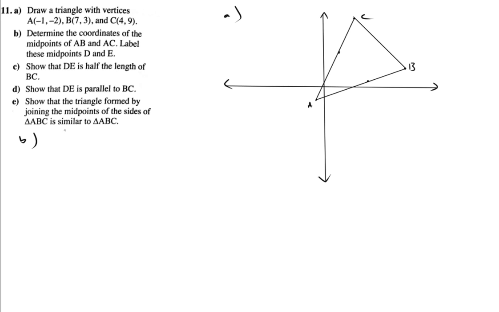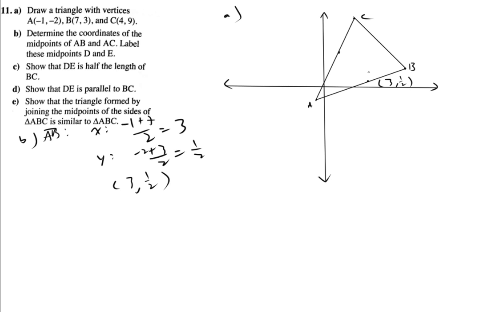So for AB, the midpoint, so let's look at AB. So the midpoint is going to be the average of the x coordinates and the y coordinates. For the x coordinates, we have -1 plus 7 all divided by 2, which is going to give us 3. For the y coordinates, we're going to get -2 plus 3 all divided by 2, which is going to give us 1/2. So now that we have our coordinates, 3 and 1/2, we can now put this over here. So this is 3, 1/2. And this is going to be point D, let's say.